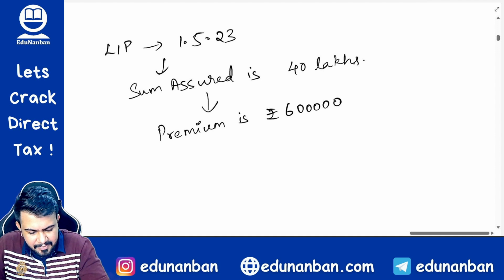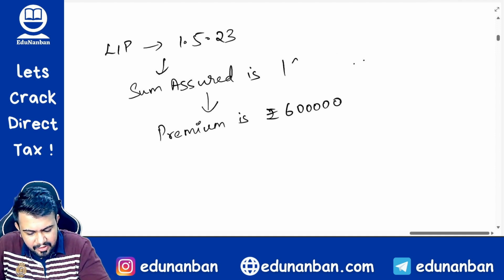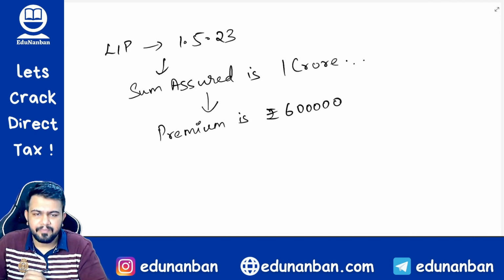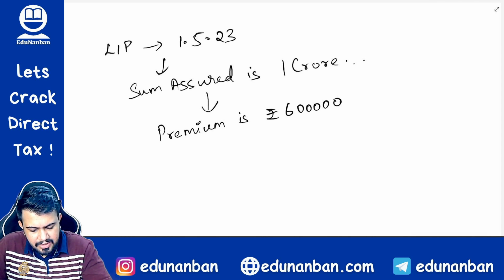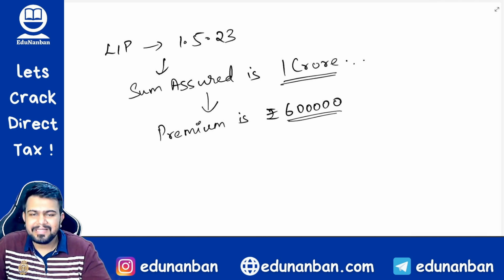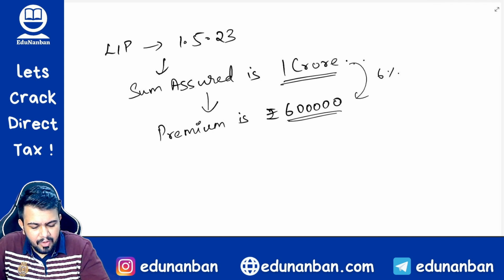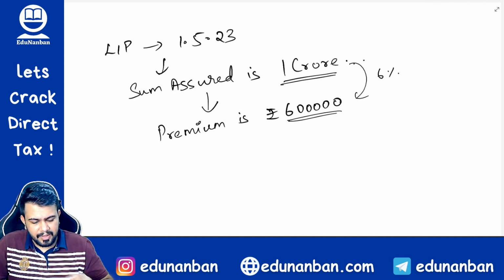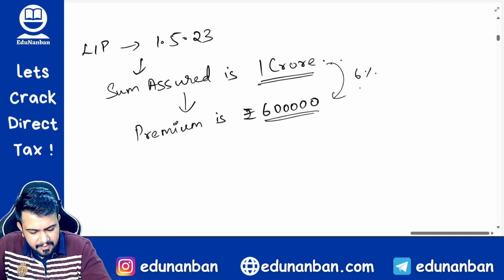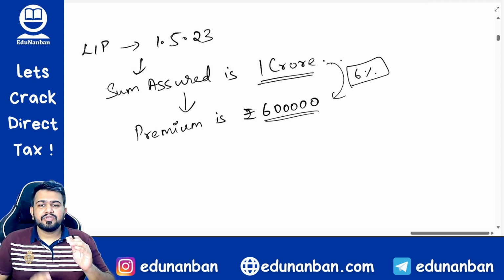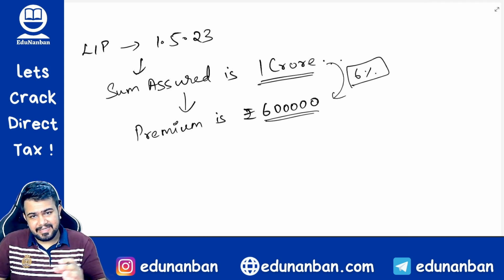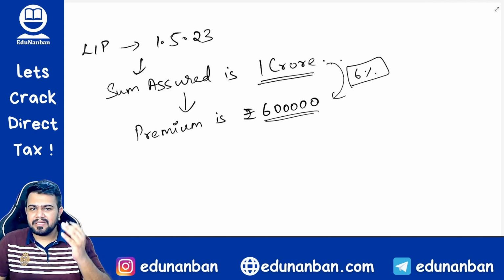Okay, we'll keep the sum assured as 1 crore so that you will not get confused with other sections. Right? So sum assured is how much? 1 crore rupees. Premium is how much? 6 lakh rupees. Now what is the percentage? The percentage is actually only 6%. You get my point? 6% is the premium. So is it within the limits? Answer is yes, it is within the limits that we discussed earlier.